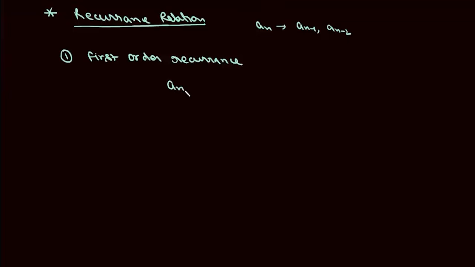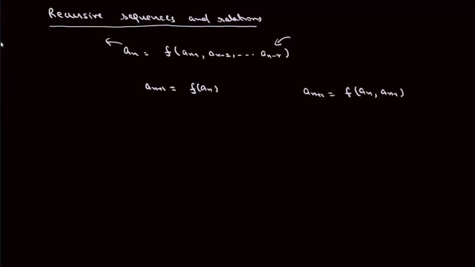Now in first order recurrence, this term will only depend on its previous term. So this a_(n+1) will be some function of a_n. Say for example, a_(n+1) equals 2a_n plus 1. So this is first order recurrence. When the term depends on this single previous term, this sequence is the orbit of the starting point.